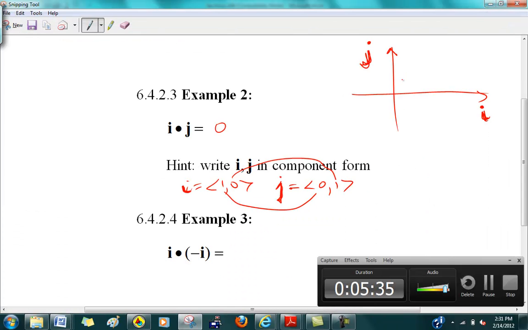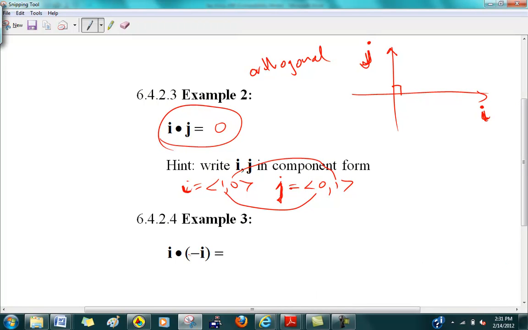So notice that these two vectors are at right angles and their dot product turns out to be 0. So that's an interesting conclusion. If two vectors are at right angles, and right angles is also called orthogonal, okay? So if two vectors are orthogonal to each other, their dot product is 0.